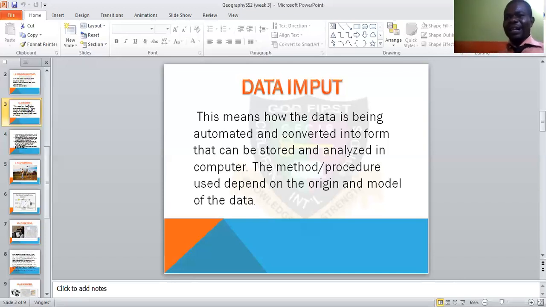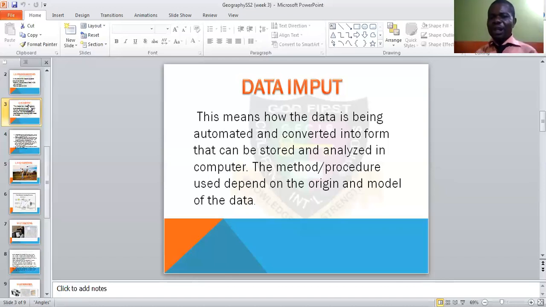Remember in your SS1 work, I told you the types of soil, and these soils have different properties. There are some areas where some people can function better than others. So these are things that we look into. You get this information, and you computerize it or store it in the computer.